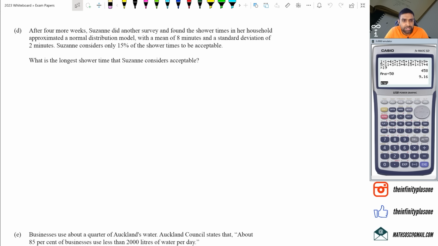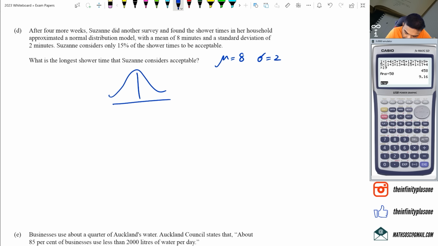So the next part of this question is, we're still working with the same mean and standard deviation. So we still got a mean of 8, standard deviation of 2, but she considers only 15% of the shower times to be acceptable. So what we've got here is the left tail. So this part here is going to be 0.15. We want to know what this value is. We know that the mean is 8 and standard deviation is 2.